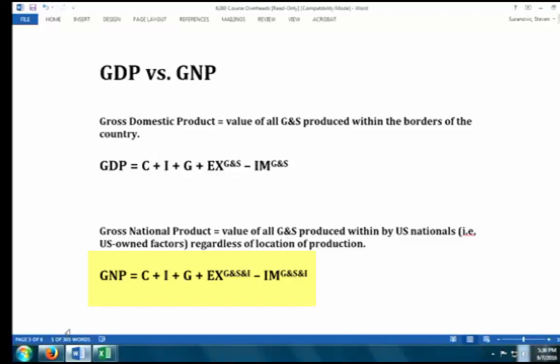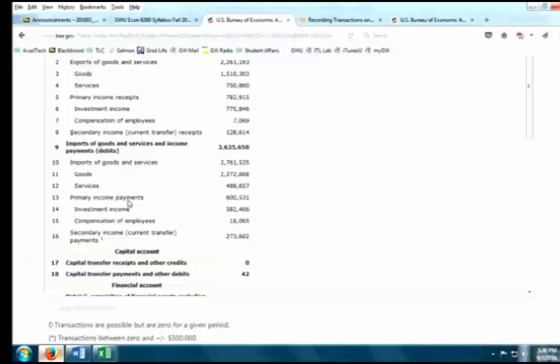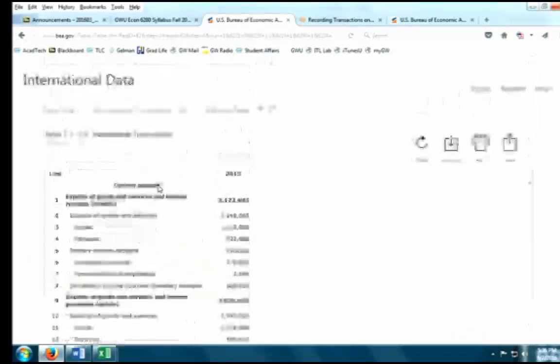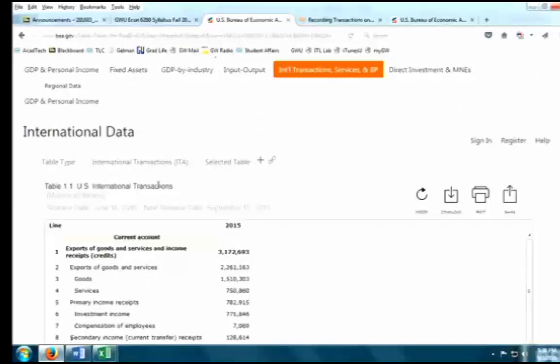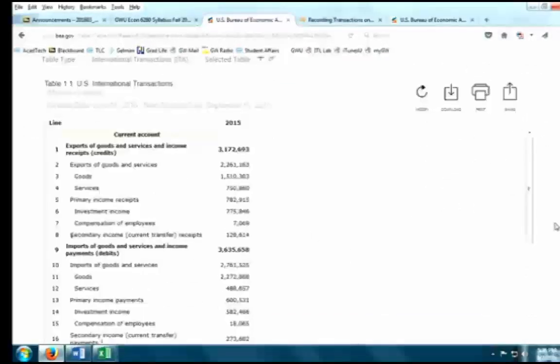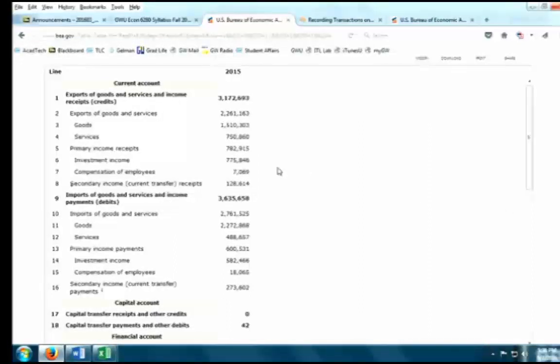let's take a look at some of the actual numbers. Okay, so this is on the BEA website, BEA.gov, and it's the balance of payment statistics or data that's reported for the United States in the year 2015, which is the last full year of data that we happen to have. Now, don't need to memorize these numbers at all. I just want you to kind of see the values and the way in which it's set up.